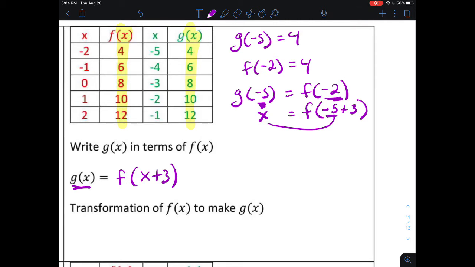So in terms of our transformations for f, in order to create the graph of g, if I add 3 to x, that is a horizontal translation where adding moves it to the left. So I moved it left 3 units.